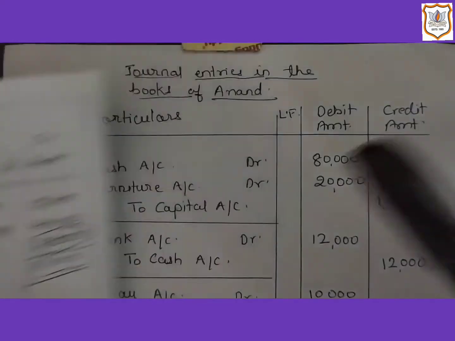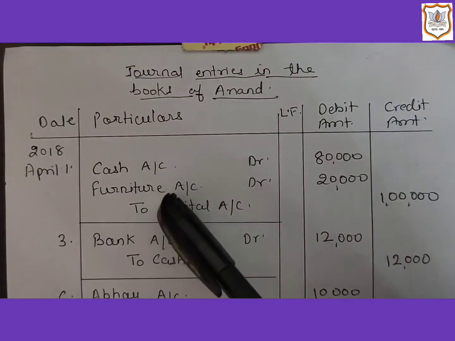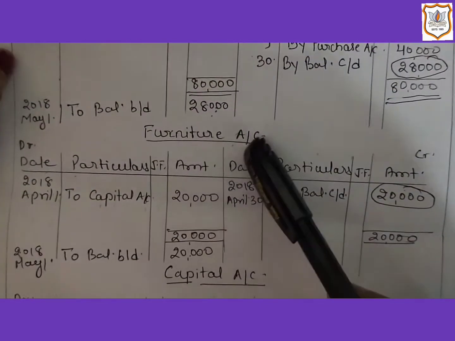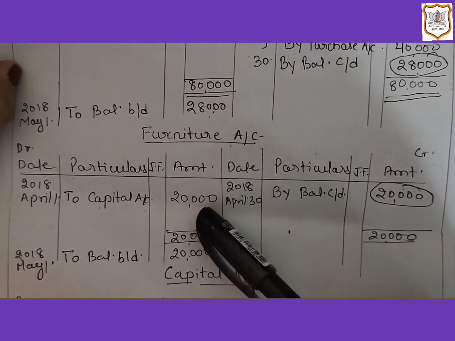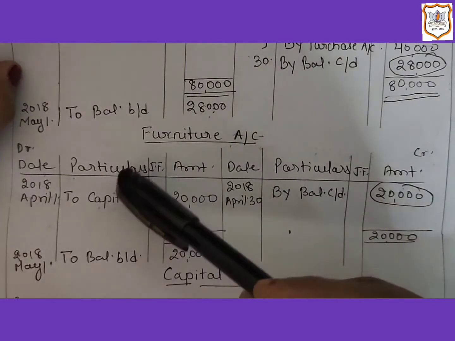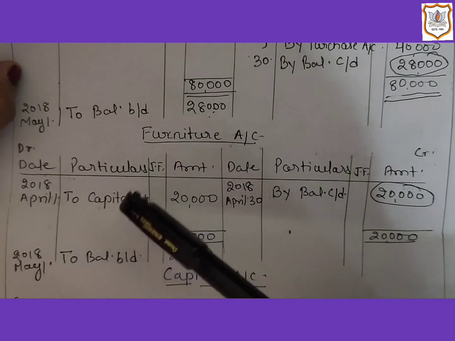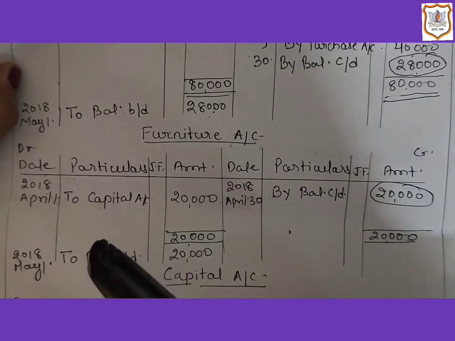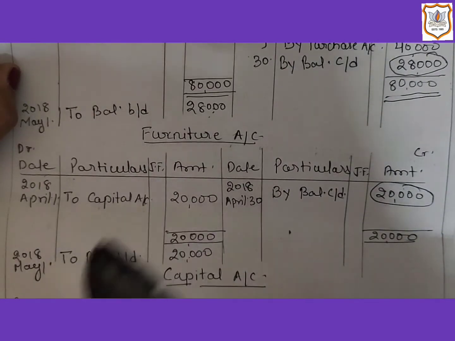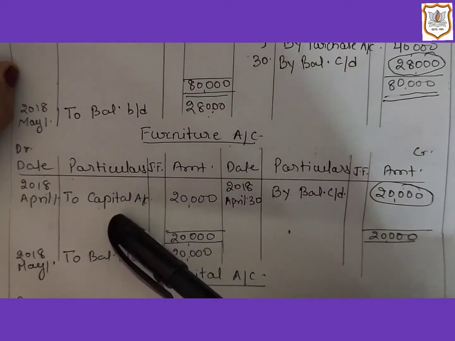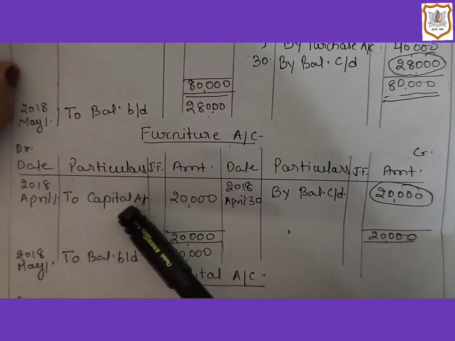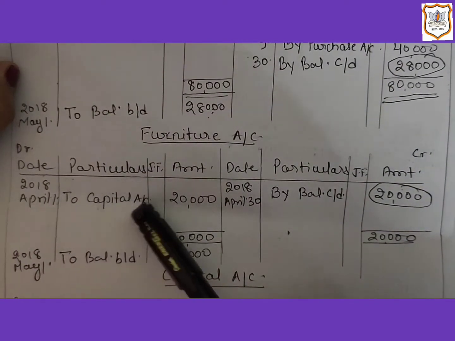Now from the journal entry, you can see that furniture account is debited. So in furniture account, we will record the amount on the debit side, and in particulars, we will write the name of the account having the corresponding opposite effect, that is capital account. So to capital account.